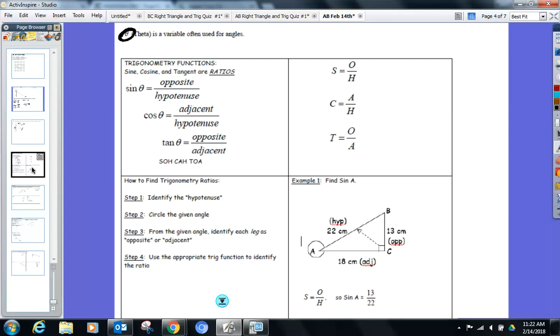And finally, tangent, abbreviated TAN. You take the opposite side over the adjacent side to find that ratio. Now that's a lot to remember. It's not on a formula sheet, unfortunately. So how do we remember what cosine equals, sine equals, etc.?